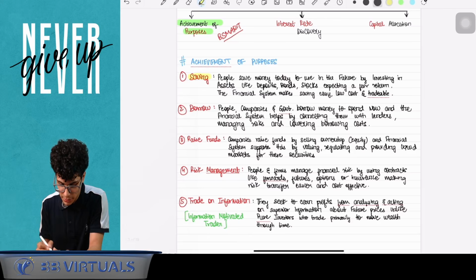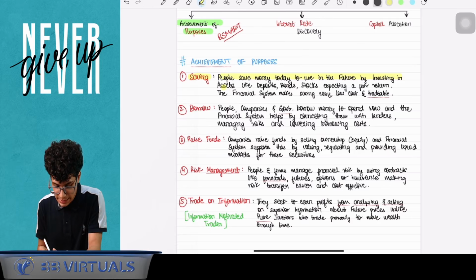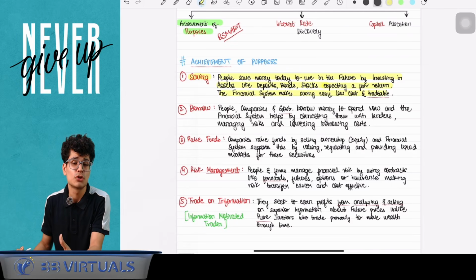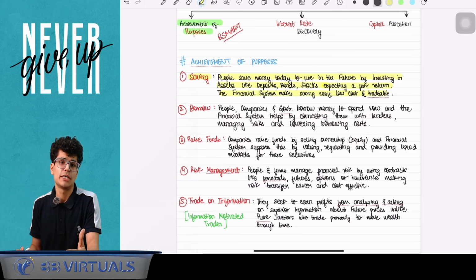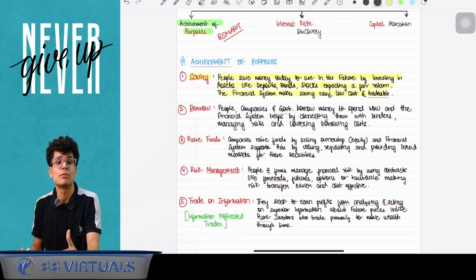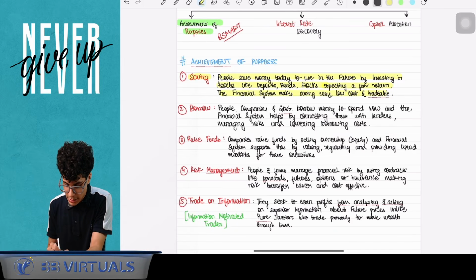It helps in saving money. People save money today to use it in the future by investing in assets such as deposits, bonds, stocks, expecting a fair return. What does the financial system do? The financial system makes this saving easy, low cost and tradable so that you can purchase instruments, you can purchase and invest into certain securities like bonds, deposits with the banks, so that in the times to come, in the future, you are able to reap the benefits of the amount that you have saved. ठीक है?